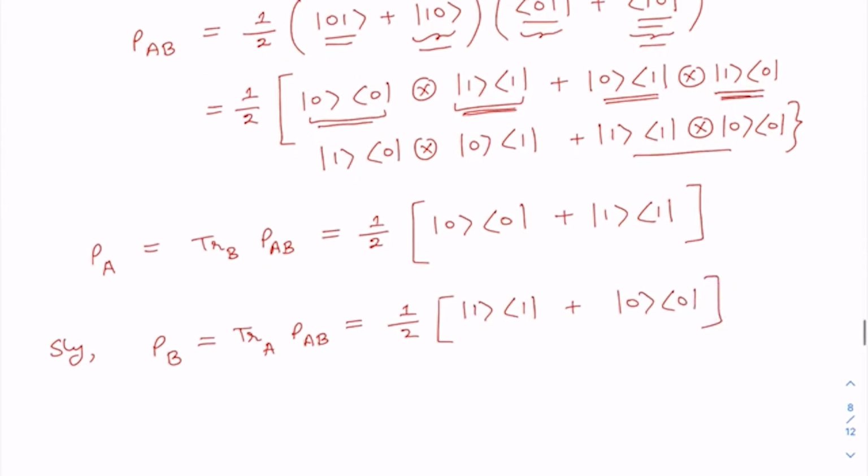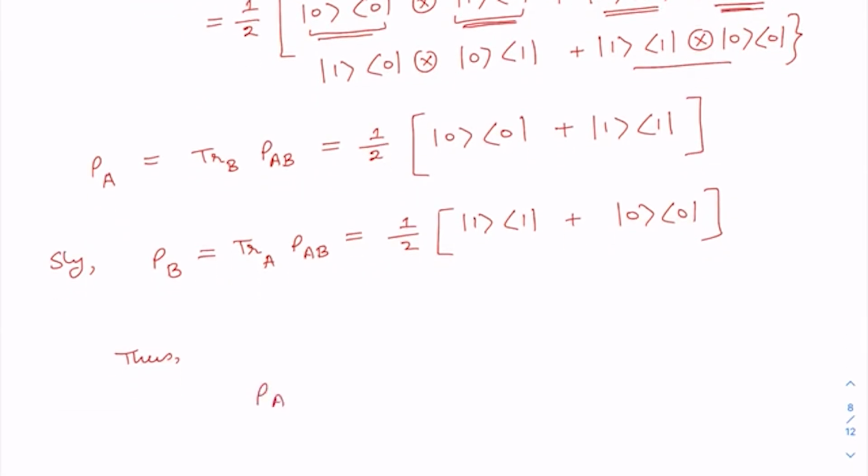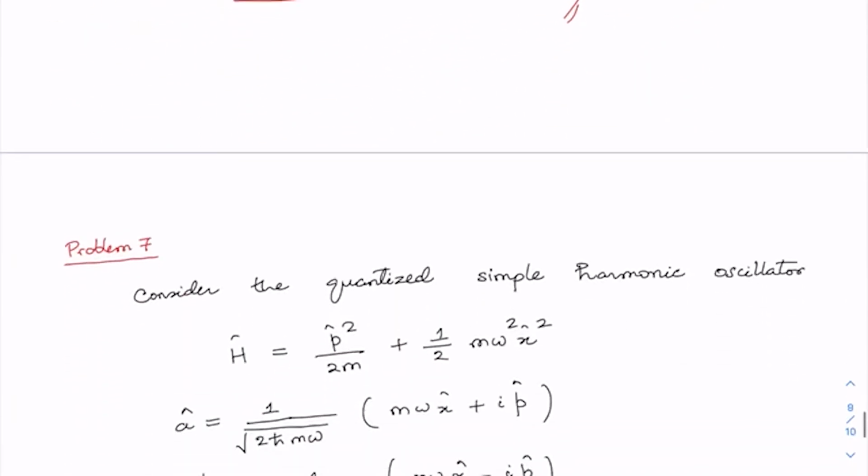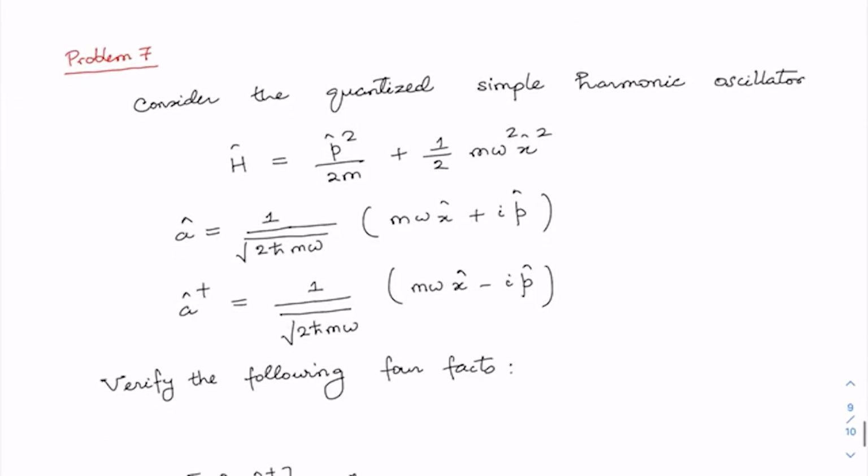So in fact, as you can see, I have row A is equal to row B, and that is equal to half. And as you can see, these are identity. This is identity matrix. This one also. So this is what I have. Okay, now let us work out this simple problem on harmonic oscillator.